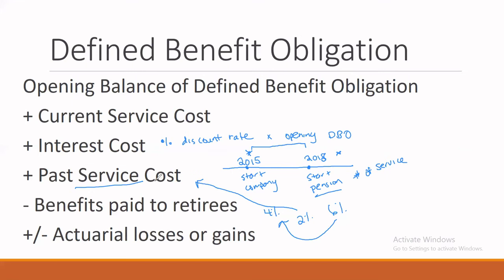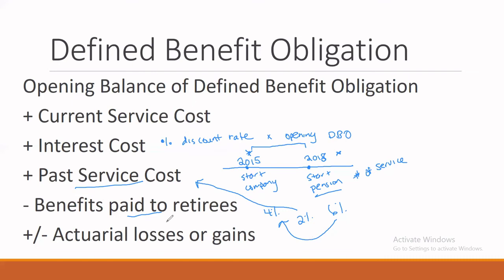And something that gets subtracted from your liability is benefits paid to retirees. If your liability is anything that needs to be paid into the fund, then whatever is given to retirees is less money that you have to pay into the fund. So that gets subtracted. And the last thing here is any extra losses or gains.